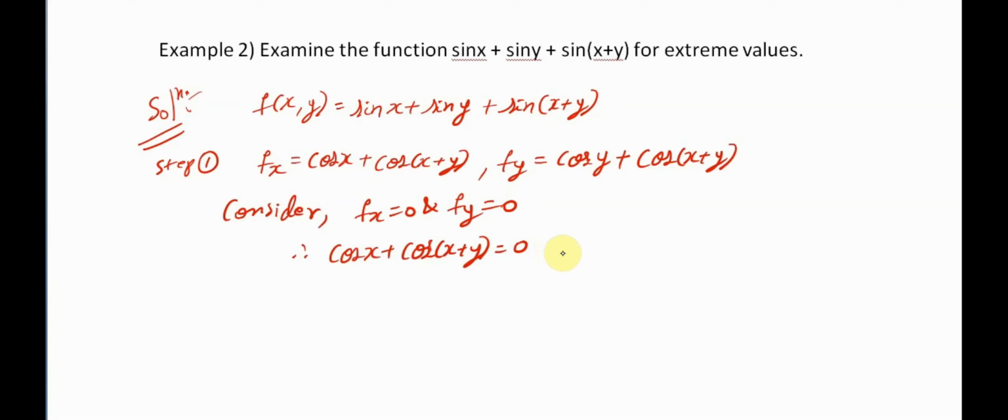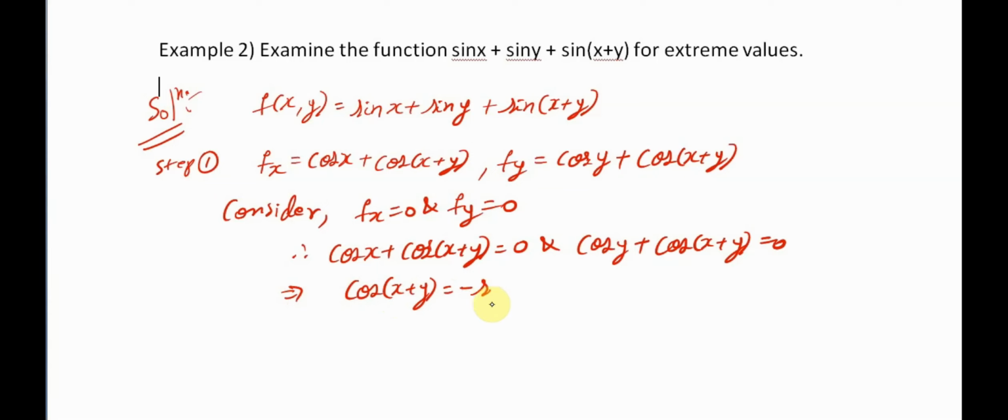So then we also get one more term 0, that is cos y plus cos(x plus y) also becomes 0. Now we're going to simplify this. I'll bring this cos x to the other side, so cos(x plus y) is equal to minus cos x. Similarly, I will take cos y to the right hand side, so I get cos(x plus y) is equal to minus cos y.